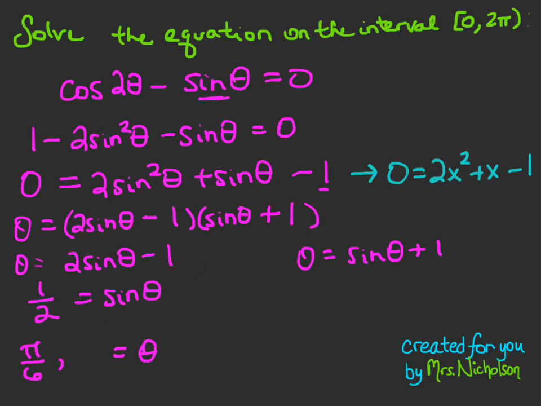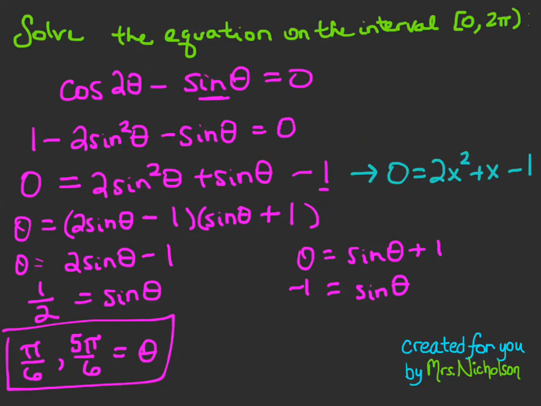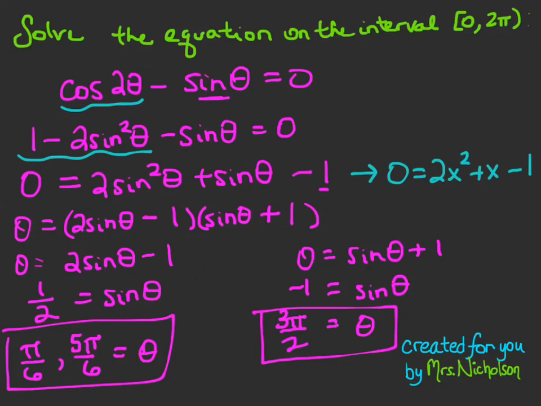Sine is also 1/2, noting that this is positive. Sine is also positive 1/2 in quadrant 2. And so that pi over 6 angle in quadrant 2 is 5 pi over 6. So there's those solutions. Now I'm going to go solve this other equation. If I subtract 1 from both sides, sine theta equals negative 1. And that happens when theta is 3 pi over 2. And so those are our solutions to that equation. Very similar to solving other trig equations. The main difference here was this first step where I had to substitute in a double angle identity.